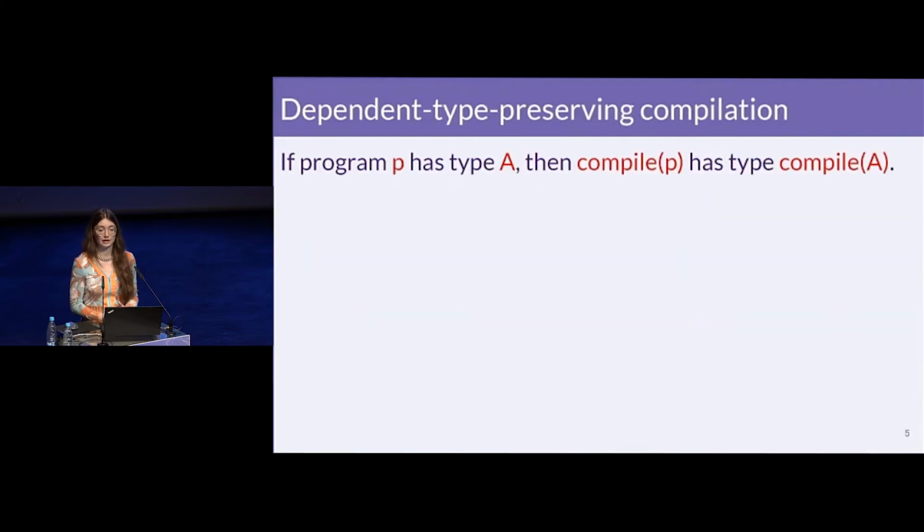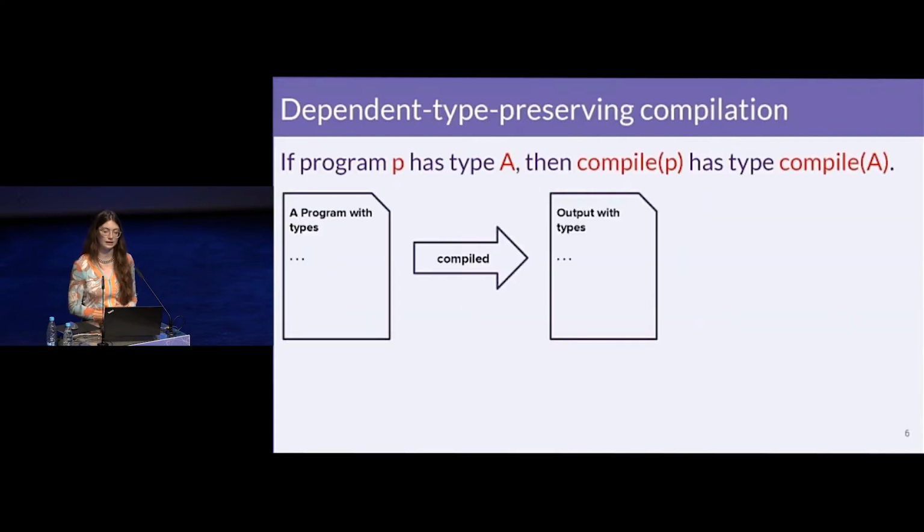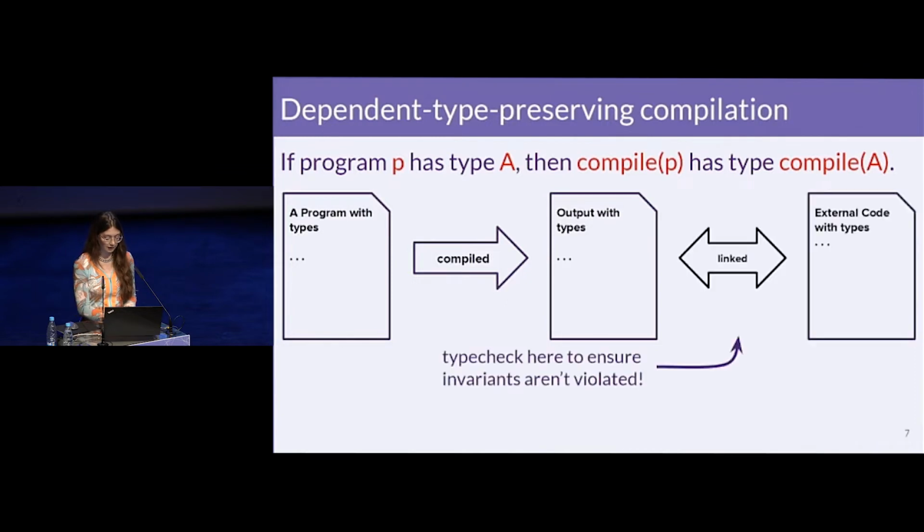So this is where type preserving compilation can help. So the idea here is we take our dependently typed program, compile it with a type preserving compiler to get some output with types. And then when we link with some external code, we type check to ensure that the invariants of the original program aren't violated by this external code. And here the external code could be compiled by a different compiler, handwritten, etc. And in principle, when we use typed languages, this is how we want to use them, right? We use libraries all the time. We don't know the implementation. We just want to check the types. So why not do this after compilation?